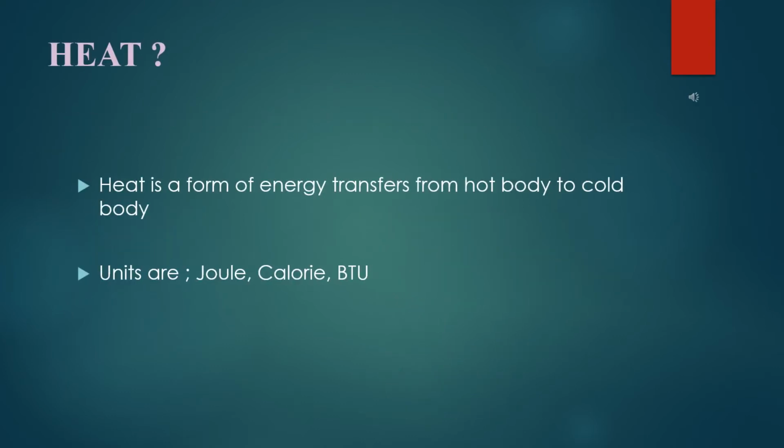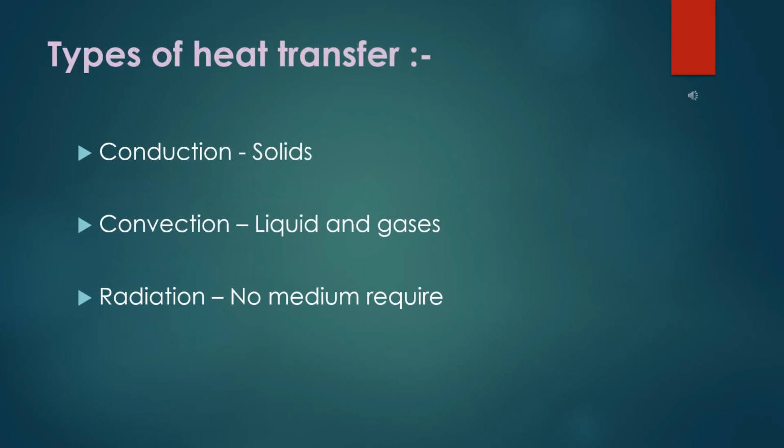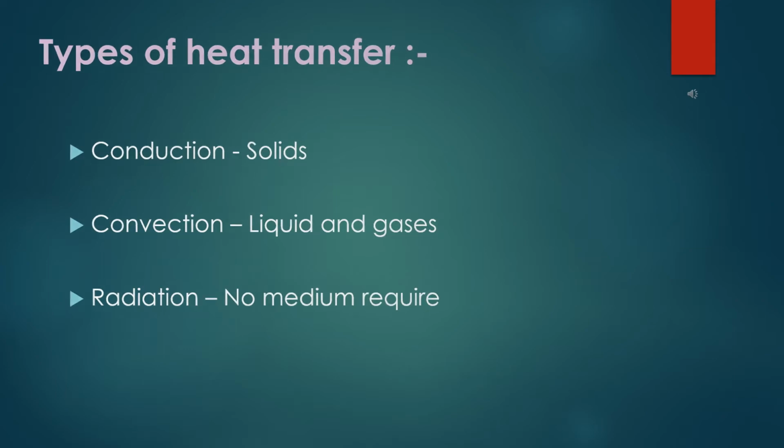Heat. Heat is a form of energy that transfers from a hot body to a cold body. Units of heat are joule, calorie and BTU. There are 3 methods of heat transfer. One is conduction, that is through solids. The second one is convection, that happens in liquids and gases. The last one is radiation, that doesn't require any medium.